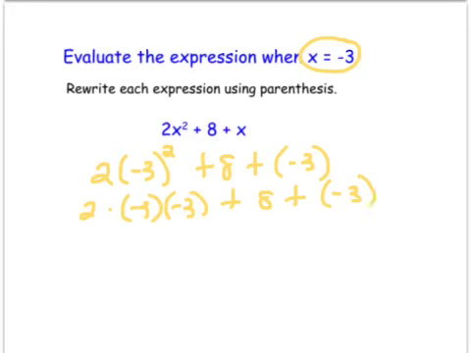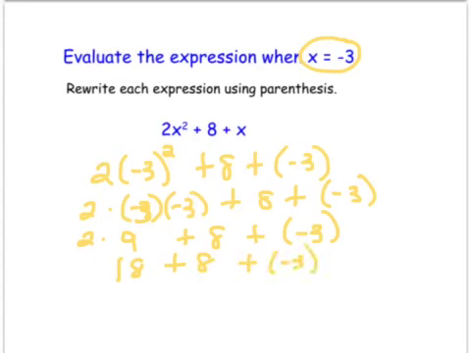So you go ahead and write that. Now we're going to do this first. We're going to do the -3 times the -3. It's a pretty ugly 3, sorry. So we're going to do 2 times 9 plus 8 plus (-3). Okay, order of operations, we're going to do our multiplication. 2 times 9, 18, plus 8, plus (-3).